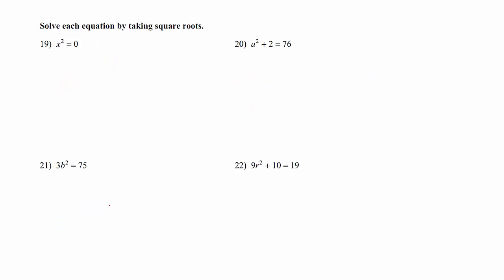Now we're solving our equations by taking square roots. So we want to solve for x squared, or in this case x squared is already solved for. So we want to think about what is the square root of each side. The square root of x squared is x. The square root of 0 is just 0.